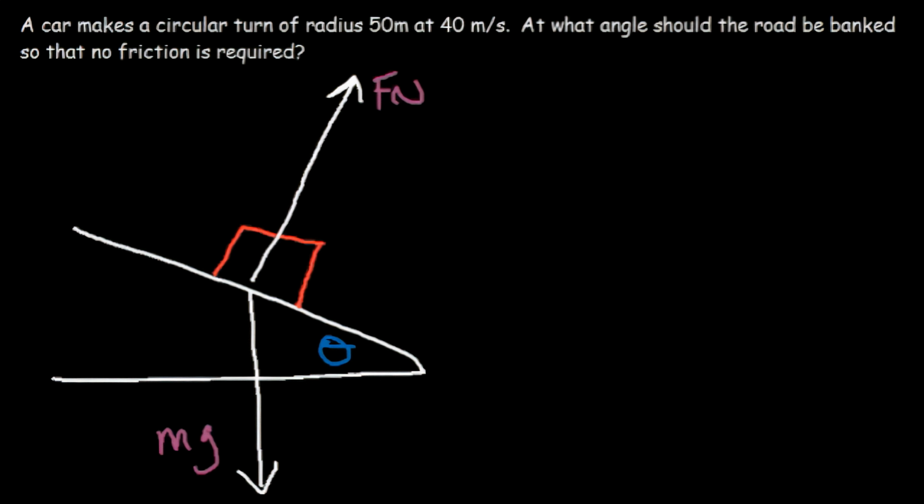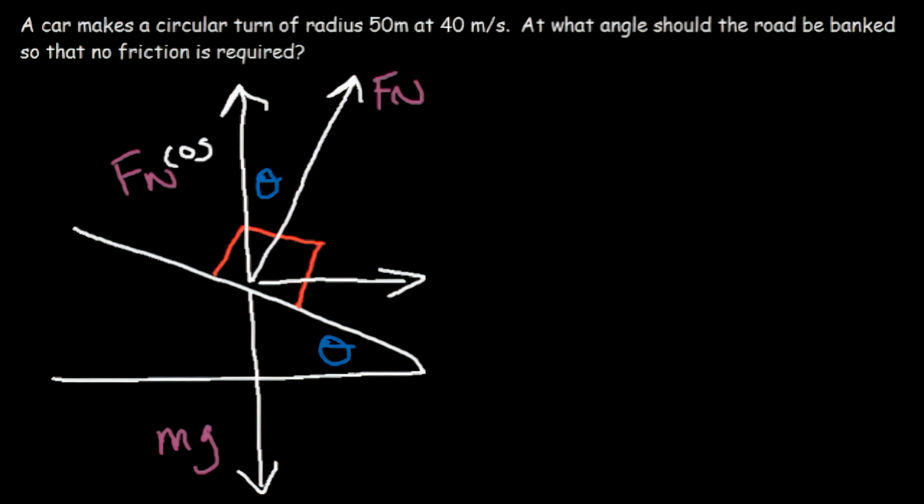Now the normal force has a horizontal component that provides the centripetal force, and it also has a vertical component that supports the weight force. So the angle theta is equal to this angle. So this side is the normal force times cosine theta. That supports the weight force. And on this side, we have the normal force times sine theta.